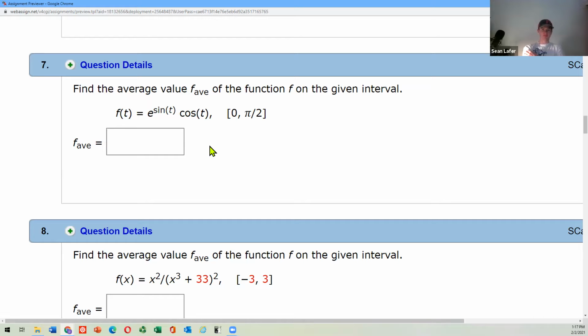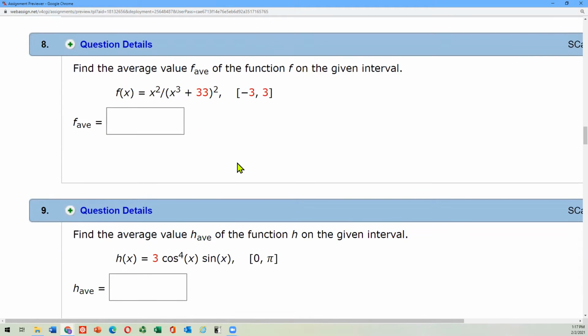Finding the u. Okay, who's the u sub in question 7? Sine t. Agreed. Right. What about question 8? What method am I going to use here? Same method. Correct. And the u sub? X cubed plus 33. Nailed it.